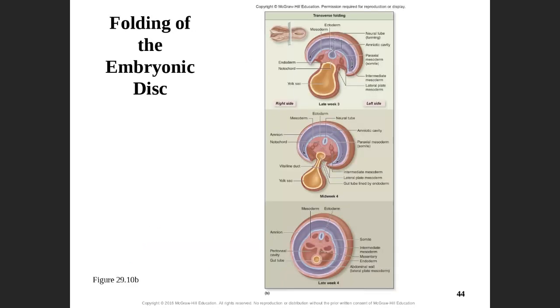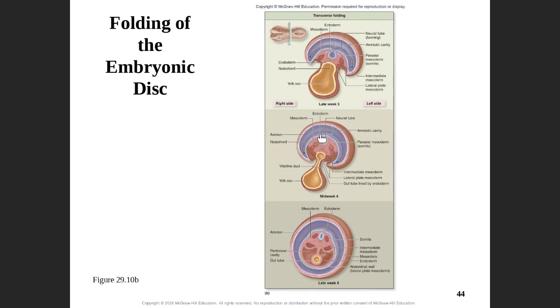Here you can see when we're looking at our structure, our right and left sides are starting to bend forward, moving forward and pinching off the yolk sac, leaving this temporary structure, the vitelline duct, which will be the connection point between the embryo and the yolk sac here. But as you start to get this folding through, we're going to get the creation of several different structures.